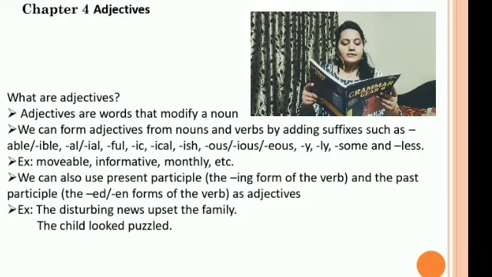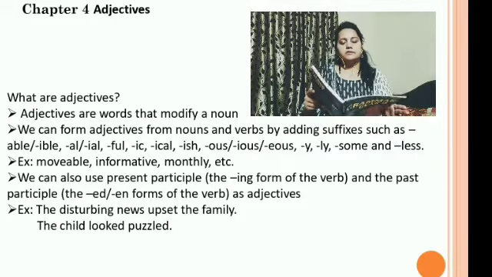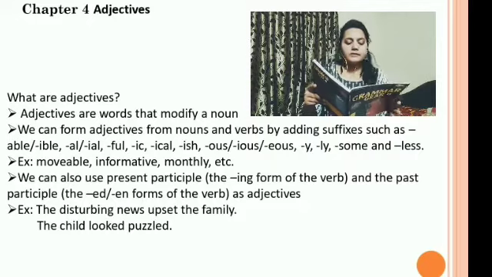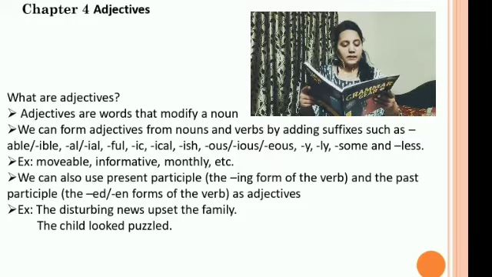Now let's see an example of the past participle. If I say the child looked puzzled, here there is the word puzzle, and ed is added, then it becomes puzzled. How did the child look? He looked puzzled. So it describes the feeling of the child. These are the examples for the present participle and past participle.